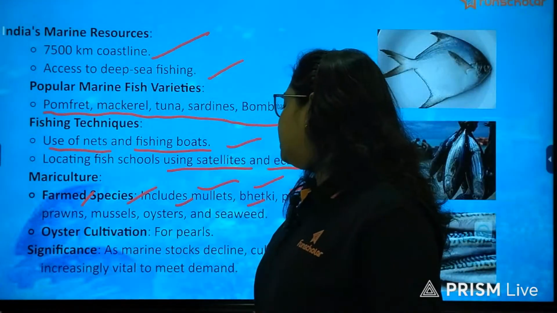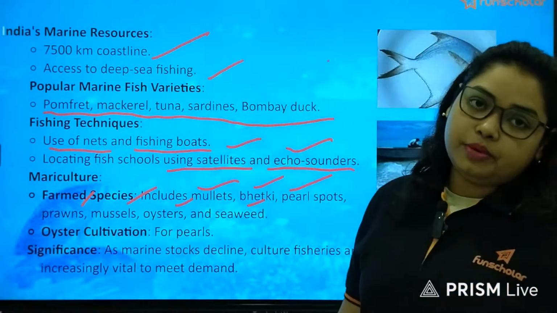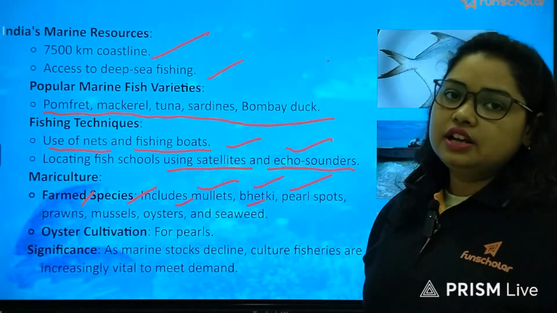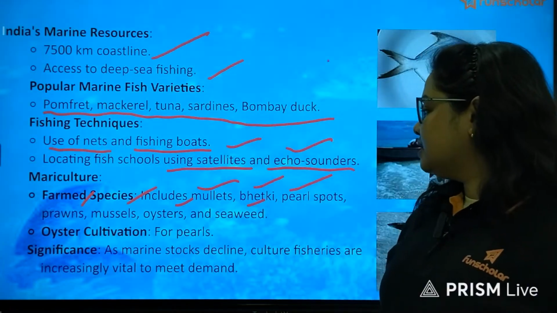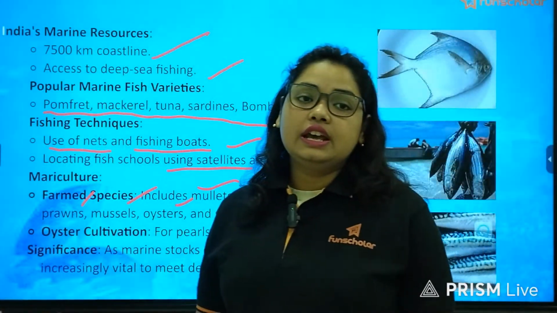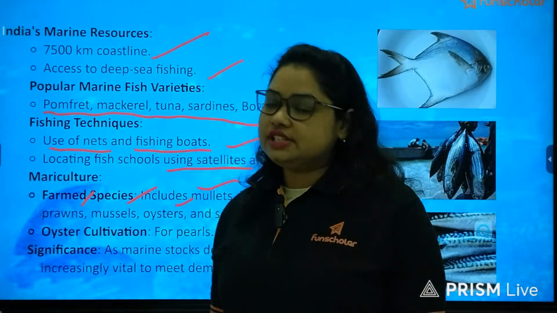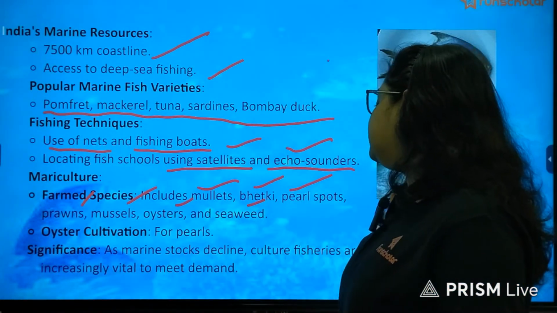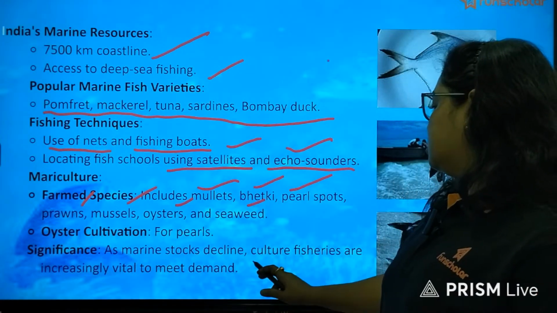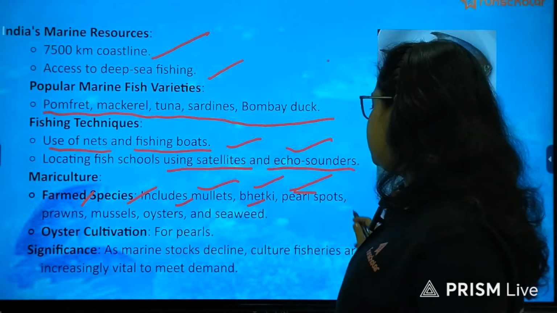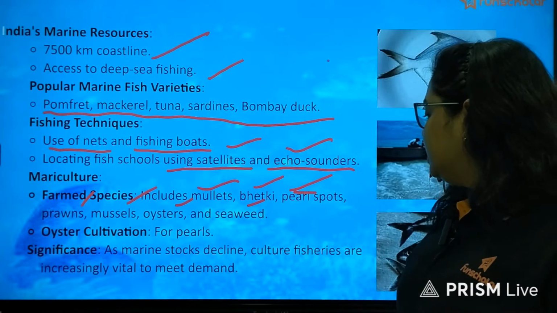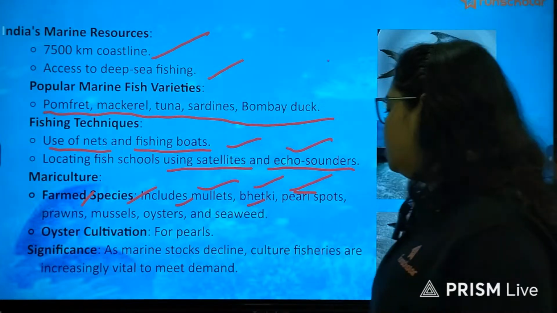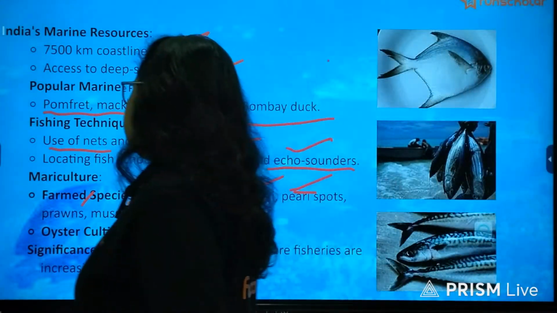And oyster cultivation is done only for the pearls. From the name itself you can understand, and pearls are very costly, so oyster cultivation is done for pearls only. The significance of marine culture is that if the stocks of all these species in the marine ecosystem decline, culture fisheries are increasingly vital to meet the demands.